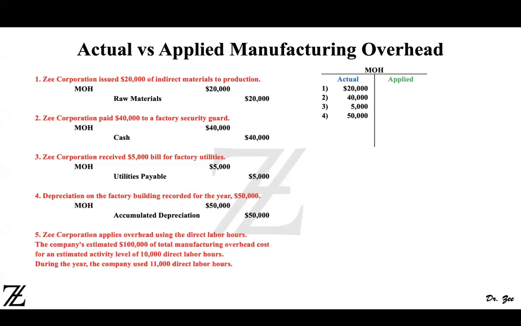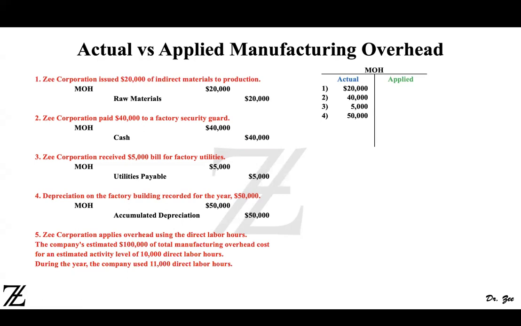All right, next entry is related to the applied overhead. Z Corporation applies overhead using direct labor hours. The company estimated $100,000 of total manufacturing overhead cost for an estimated activity level of 10,000 direct labor hours. During the year, the company used 11,000 direct labor hours. So if you look at this question, the company estimated means what? Budgeted, right? When do you budget? You budget at the beginning of the period, probably the beginning of the year, beginning of the month.